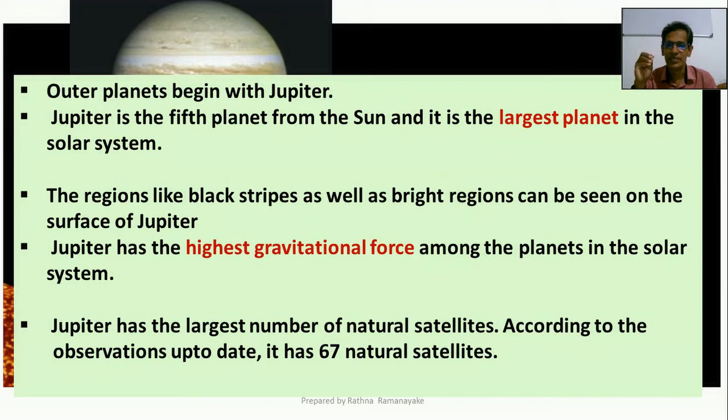According to recent discoveries, Jupiter has 78 natural satellites, right? But in your syllabus, in your textbook, it is mentioned it has 67 natural satellites. This should be updated knowledge. You should update your knowledge about the solar system, right?